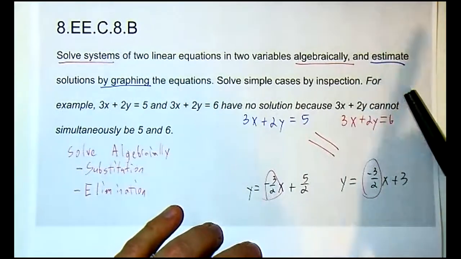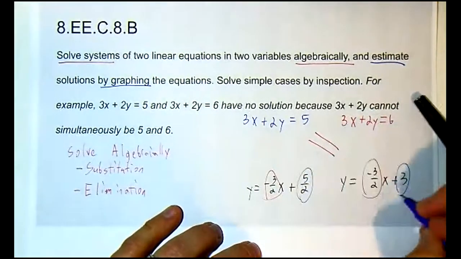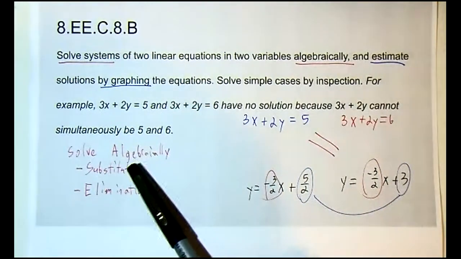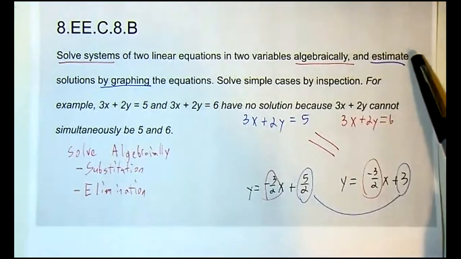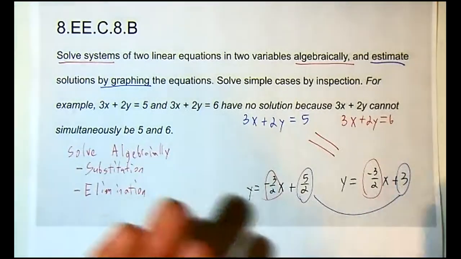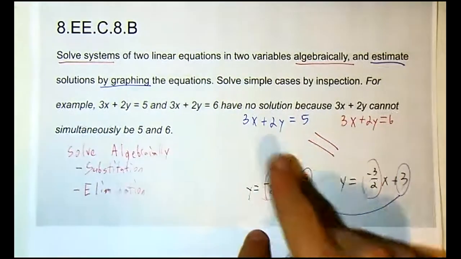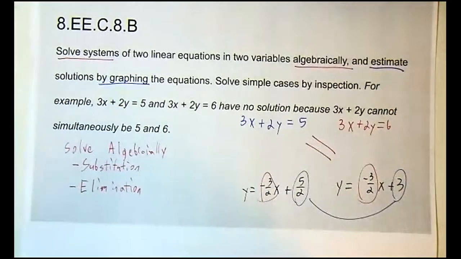But do they have infinitely many solutions? No, they don't have the same y-intercept, so they don't share any points at all. So this standard has 3 different ways to solve. Solve it algebraically with substitution or elimination, estimate using graphing, and then finally just look at it and inspect it and be like, okay, I don't have to do any work. I understand that these will not ever be equal, so they'll have no solution. Or, hey, look, it has different slopes, so they'll touch. We'll go deeper into this later.